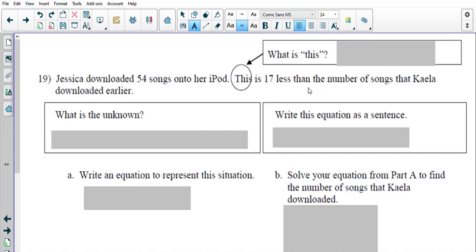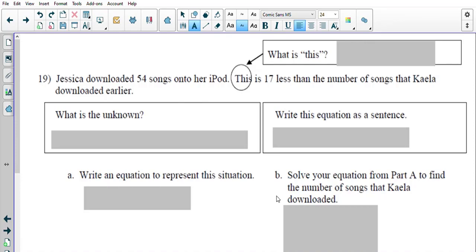Number 19 says, Jessica downloaded 54 songs onto her iPod. It's a little outdated of a question. If you don't know what an iPod is, ask mom or dad. They could probably tell you. This is 17 less than the number of songs that Kayla downloaded earlier. Now, the two boxes here are just some things we'll fill in once we talk about parts A and B. Part A says, write an equation to represent this situation. B, solve your equation from part A to find the number of songs that Kayla downloaded.